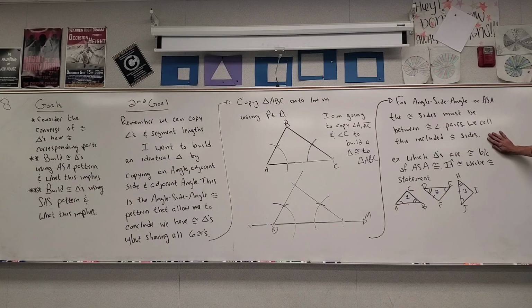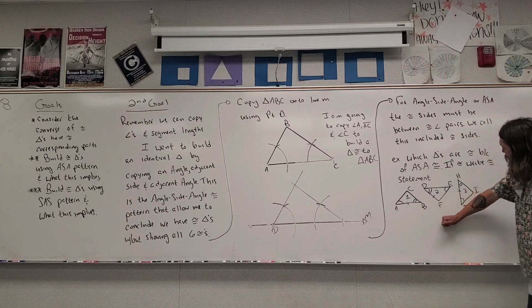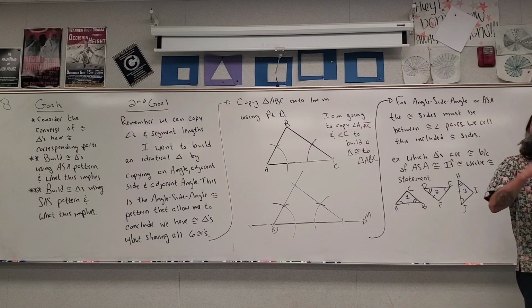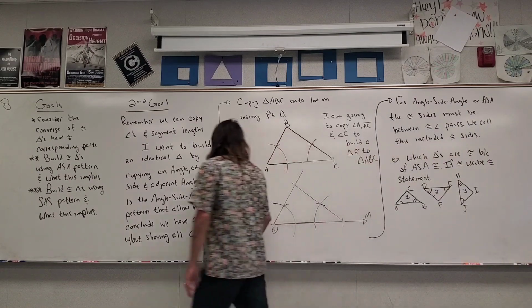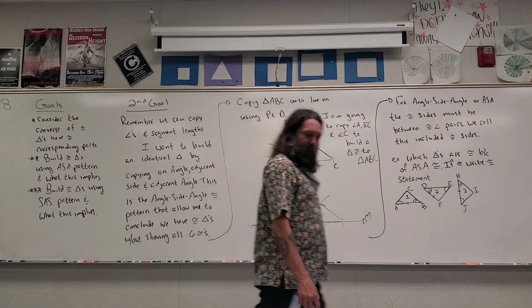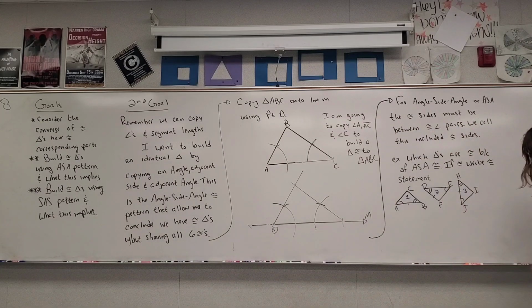Here's an example. Try this example and hit pause. Which triangles are congruent because of the angle side angle congruence? If congruent, write a congruent statement. So which of these triangles, triangle 1, triangle 2, and triangle 3, which of these are congruent? Hit pause, try it on your own, and see if you can come up with the answer that I come up with. I hope you hit pause. If you don't try, you don't learn.